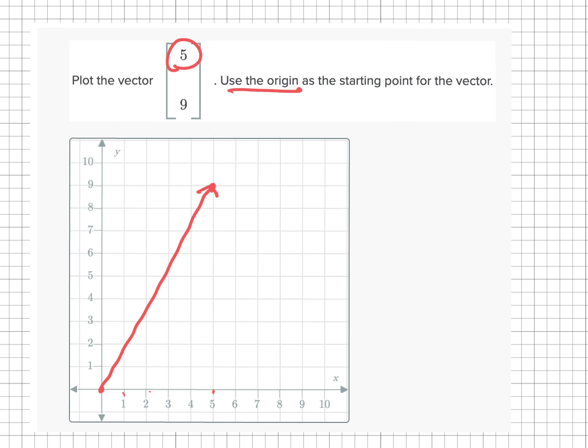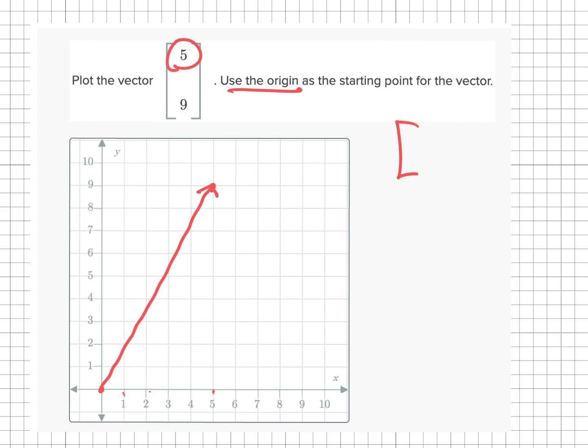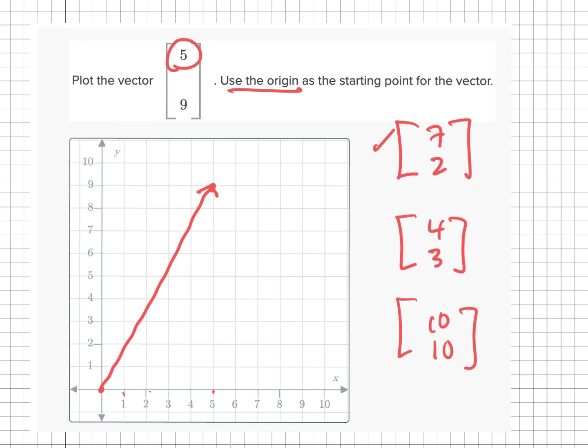Okay, let's do one more example. I'm going to give you, let's say, 7 and then 2. Let's give you another example, let's say 4 and 3, and then another vector, let's say 10, 10. Okay, 7, 2. Let's go for this. Let's use another color for 7, 2. So say 7 from 0, 7, and then it goes up 2. From the starting point, it's going to be going this way. So that's going to be your 7, 2.